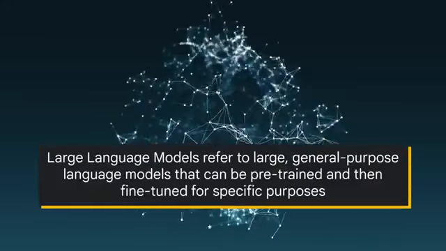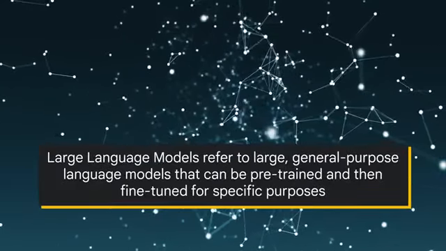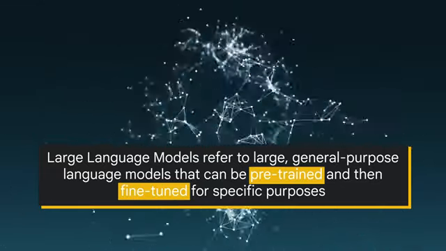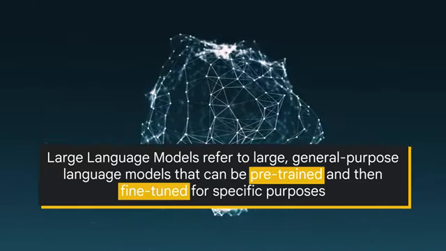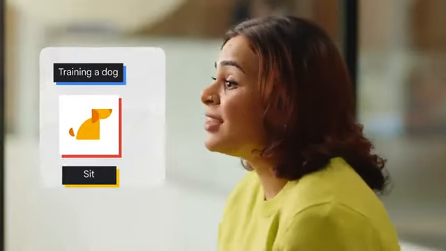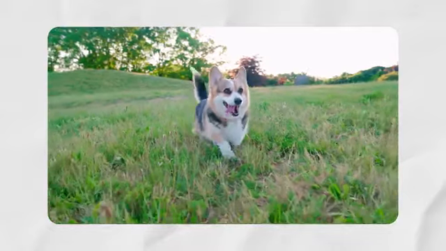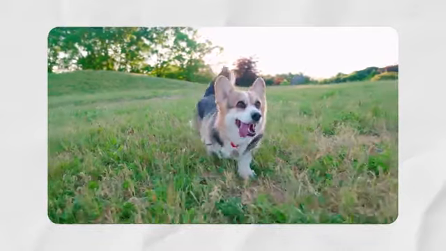Large language models refer to large, general-purpose language models that can be pre-trained and then fine-tuned for specific purposes. What do pre-trained and fine-tuned mean? Great question. Let's dive in. Imagine training a dog. Often you train your dog basic commands such as sit, come, down, and stay. These commands are normally sufficient for everyday life and help your dog become a good canine citizen.